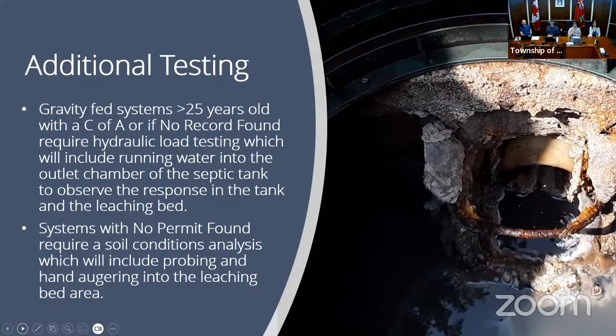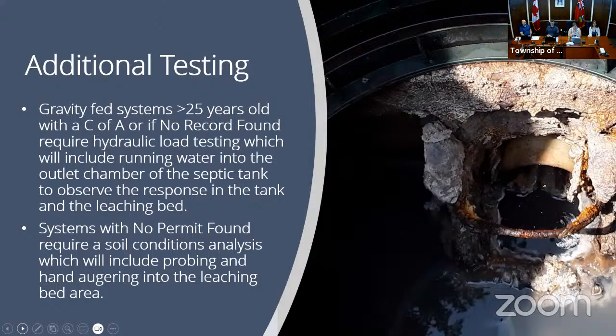clay, compact soil area where you get a lot of ponding, it's really wet, and sewage is not going to disperse quickly. So in a system where there's no permits found, we will be hand augering. So just a 2-inch auger going down by hand to evaluate what soil type is within the leaching bed and immediately outside of the leaching bed, just so that we can document that information.